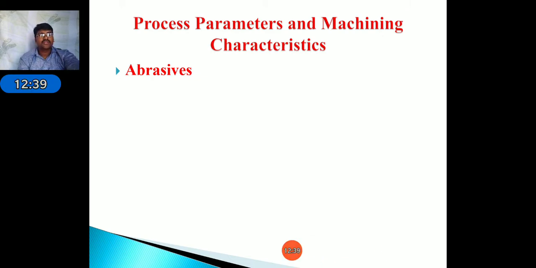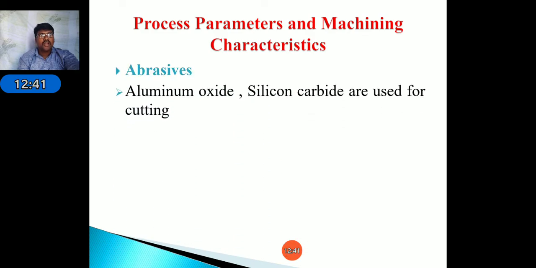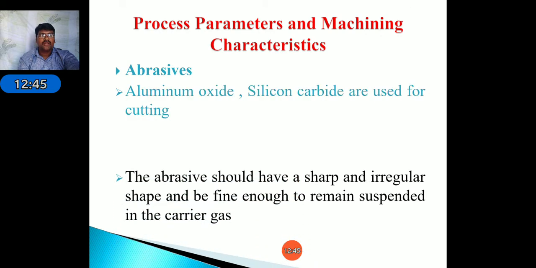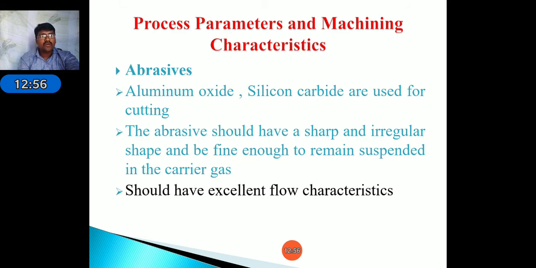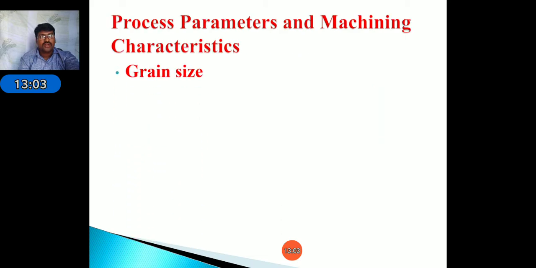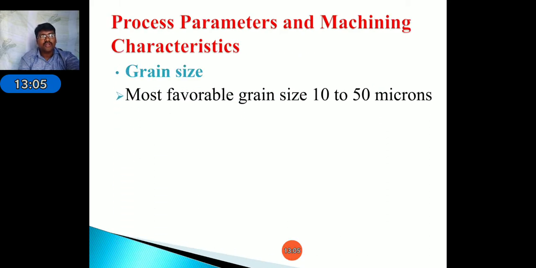Coming to abrasives, aluminum oxide and silicon carbide are used for cutting. Next, the abrasive should have a sharp and irregular shape and be fine enough to remain suspended in the carrier gas. Next, it should have excellent flow characteristics. Next, the most favorable grain size is 10 to 50 microns.